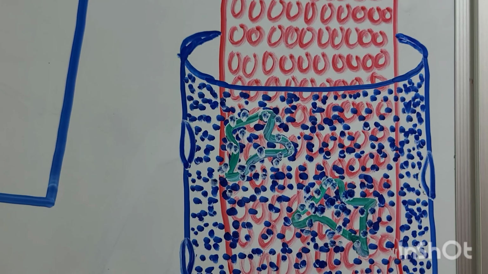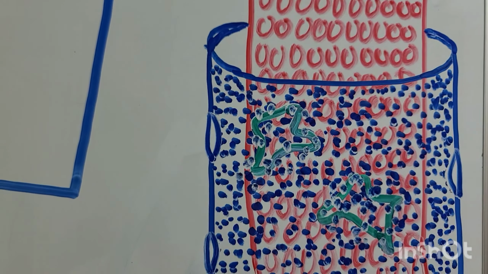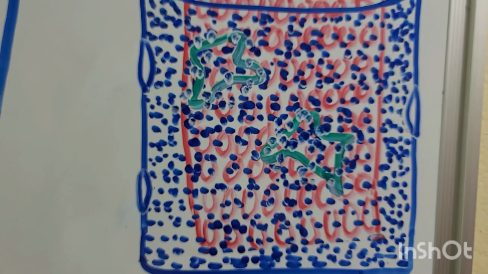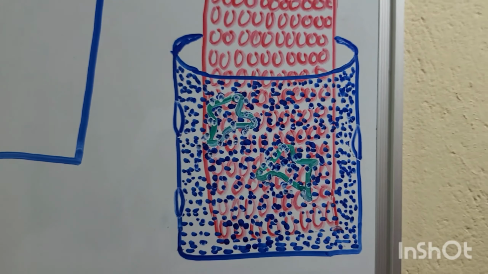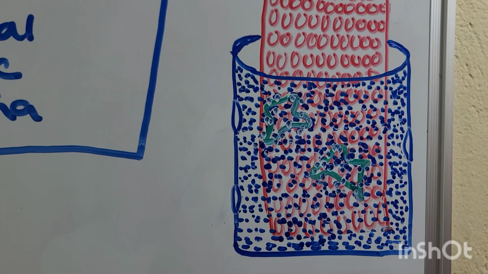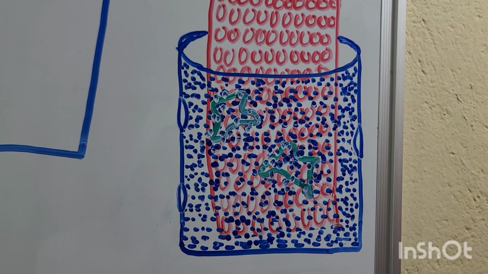They are not going to be complete, they are going to have some little holes. And this one is going to be classic of the sinusoidal type of capillary, which can also be called the discontinuous type of capillaries.